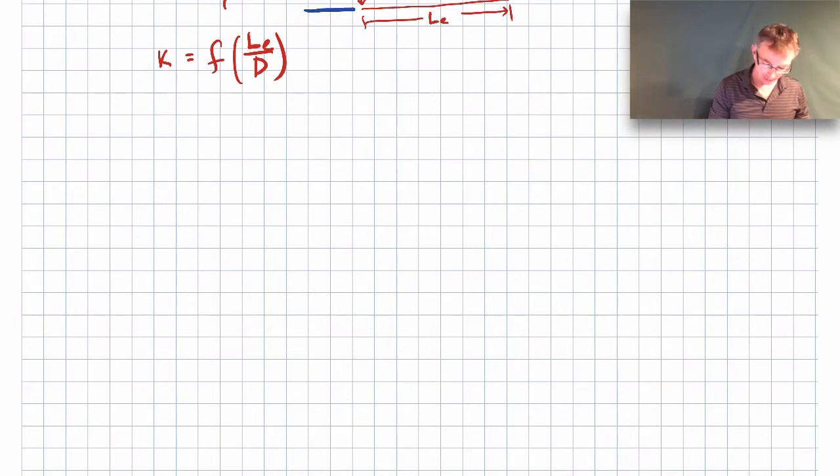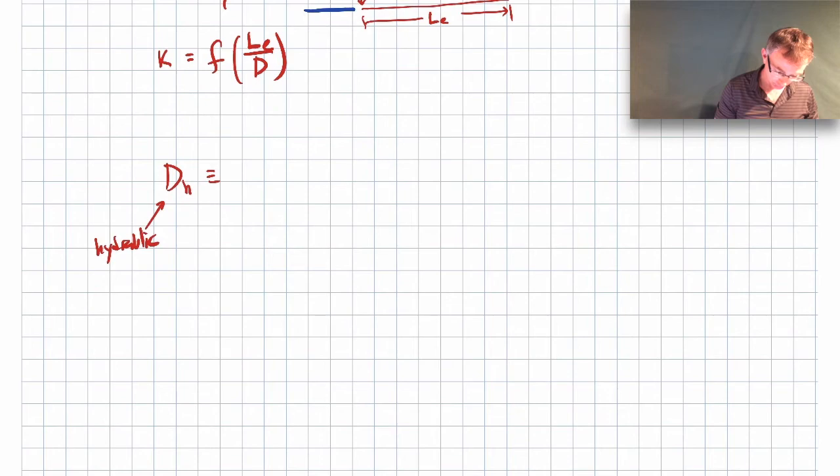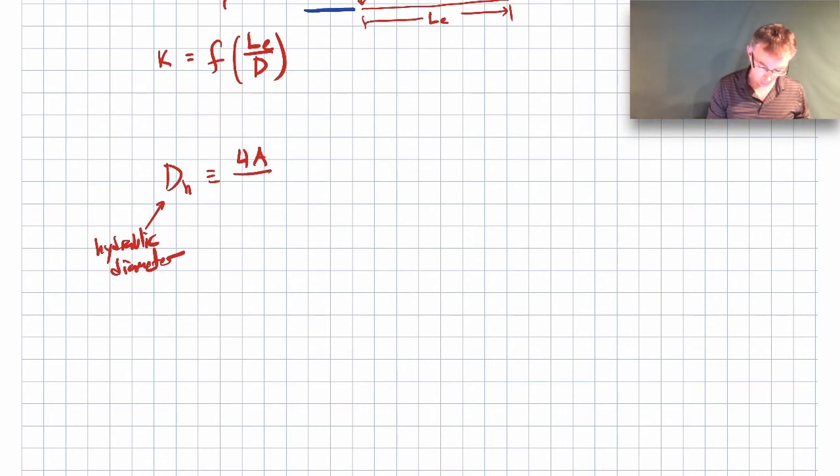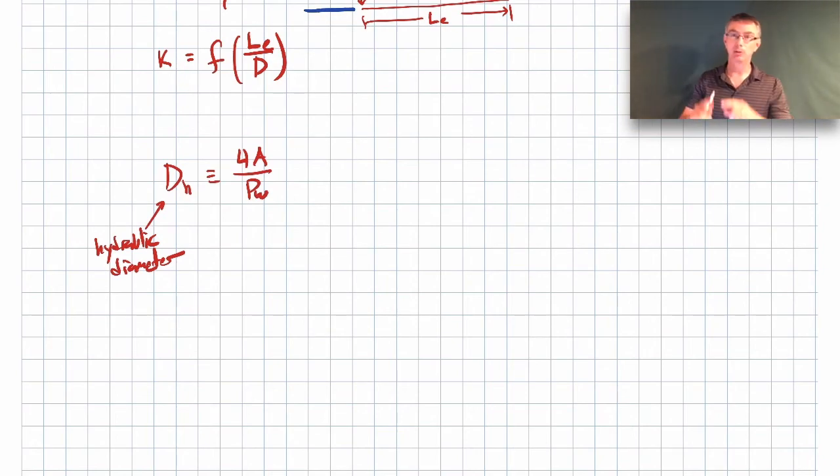So the idea is this: if you look at your screen, we'll define what's known as a hydraulic diameter. It's defined as 4 times the cross-sectional area of the pipe or duct divided by the wetted perimeter of the duct. So the wetted perimeter is just the perimeter of the duct that comes into contact with the fluid. And so that's the definition of the hydraulic diameter.